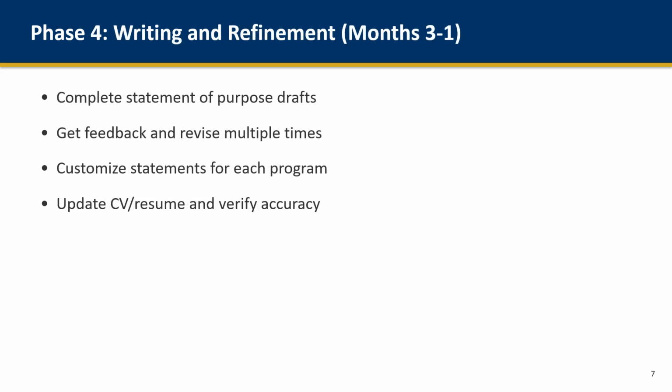Phase 4 spans months 3 through 1 before deadlines. This is your intensive writing and refinement phase. Complete full drafts of your statement of purpose and begin revising. The first complete draft is just the beginning. Strong statements go through multiple revision cycles focusing on different aspects: structure, content, fit, polish.